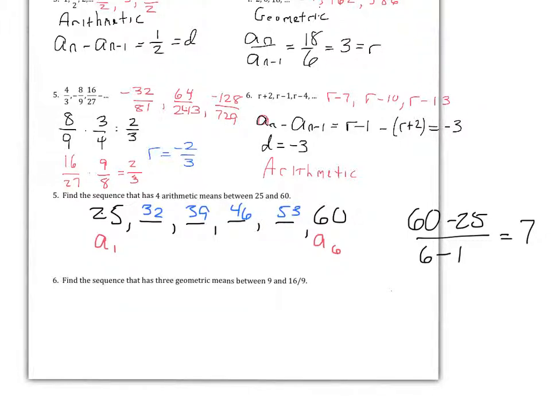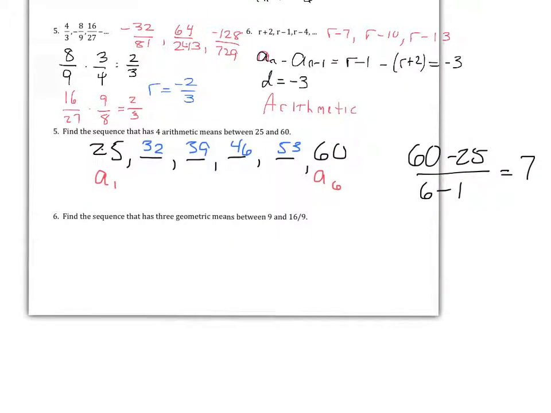And 6 is a similar example, but it's a geometric sequence. So we want to find 3 geometric means that are between 9 and 16 ninths. So we'll write this out. 9 is the first term, and then I got 3 geometric means before you get to 16 ninths. So we need to consider the 9 to be our a sub 1. Then we got a sub 2, a sub 3, a sub 4, and this would be a sub 5.